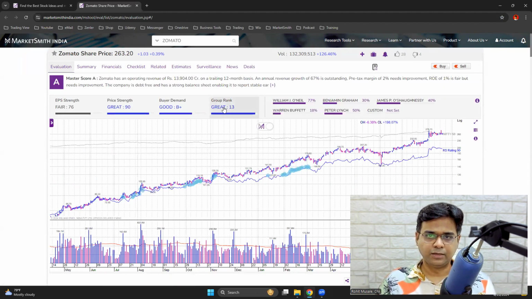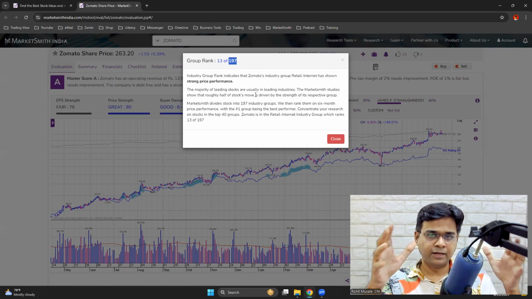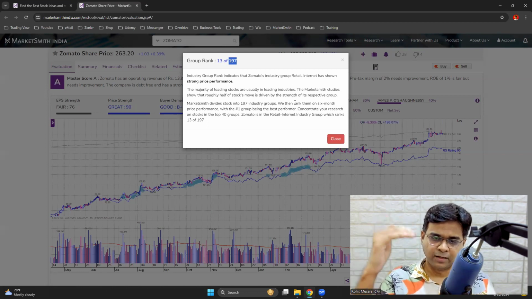Now, what does this mean? If I click here, see, they explain it here itself. Industry group rank indicates that Zomato's industry group, retail internet, has shown strong price performance. Okay. Top 13 out of 197 industry groups. The majority of leading stocks are usually in leading industries. By the way, this text is coming directly from William O'Neil's book, How to Make Money in Stocks. Okay. The majority of leading stocks are usually in leading industries. So this is a leading industry as long as the rank is between 1 and 40.